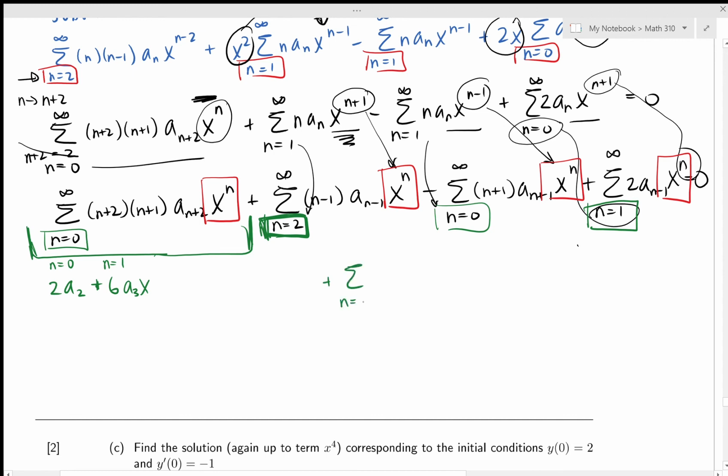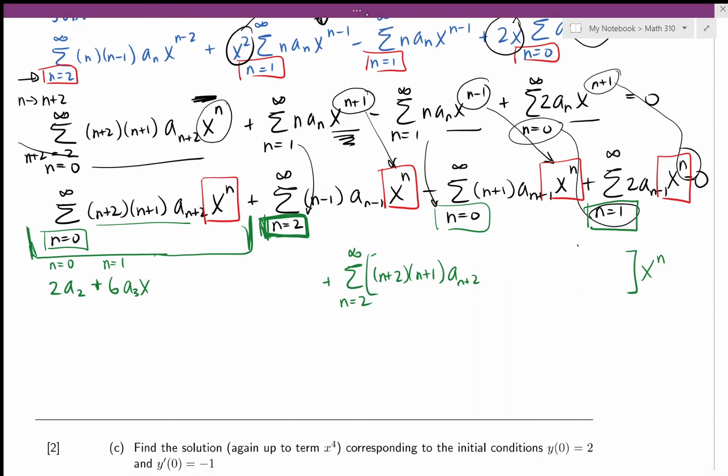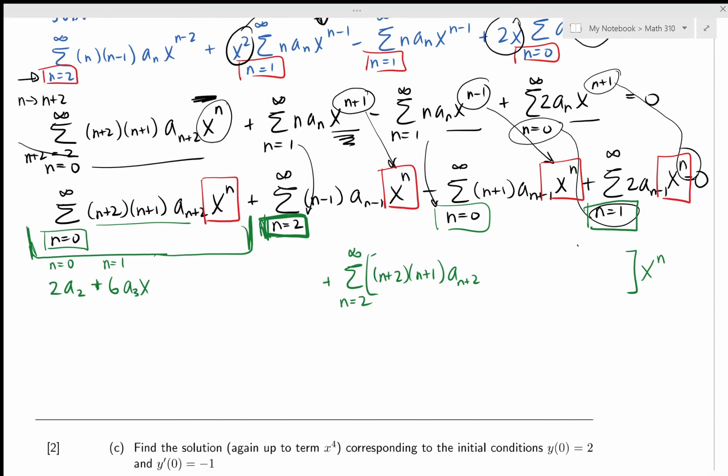And n equals 2 to infinity, and then I have the rest of them. There it is, n plus 2, n plus 1, a to the n plus 2. That is this thing right here, and it's going to be times x to the n. Okay, so there's going to be something here times x to the n, and now I've dealt with that first term. I'll try to use the colors here to make it as clear as possible.